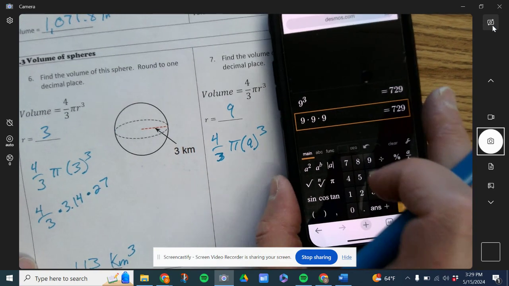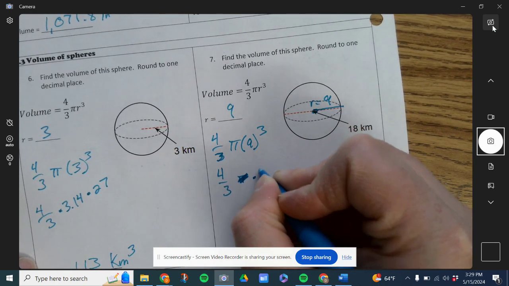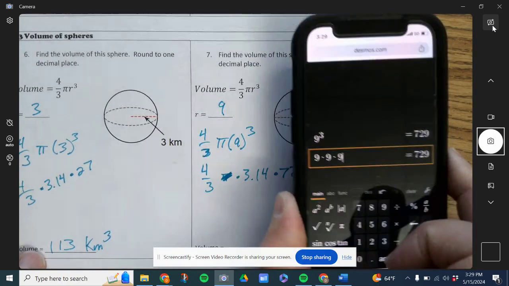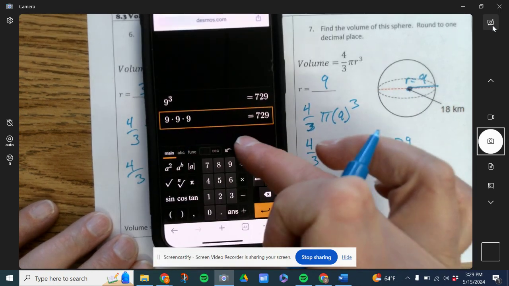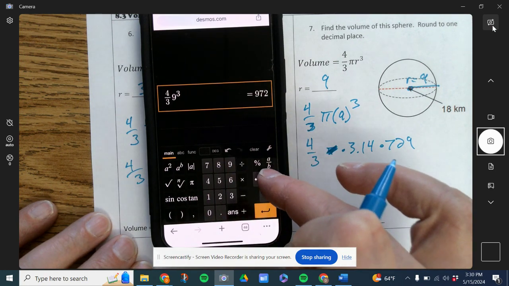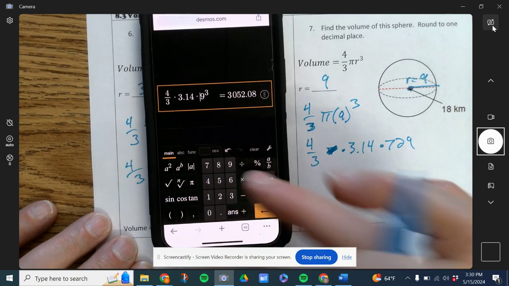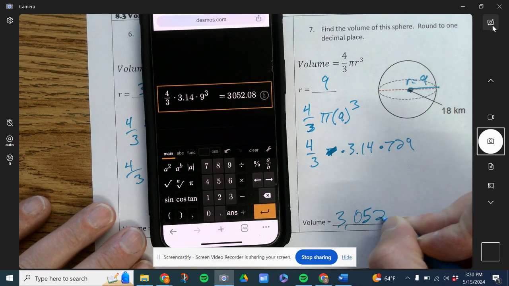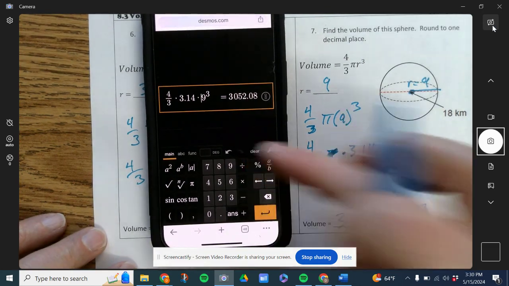So that gets you to 4/3 pi, my bad, times 3.14 times 729. All right, let's drop it over here so we can see it. So I'm actually just going to use this one right here. Let me clear this one out. And then I'll say 4 divided by 3 times 3.14 times 9 cubed. That gets us to 3,052.1 kilometers cubed. That's that.